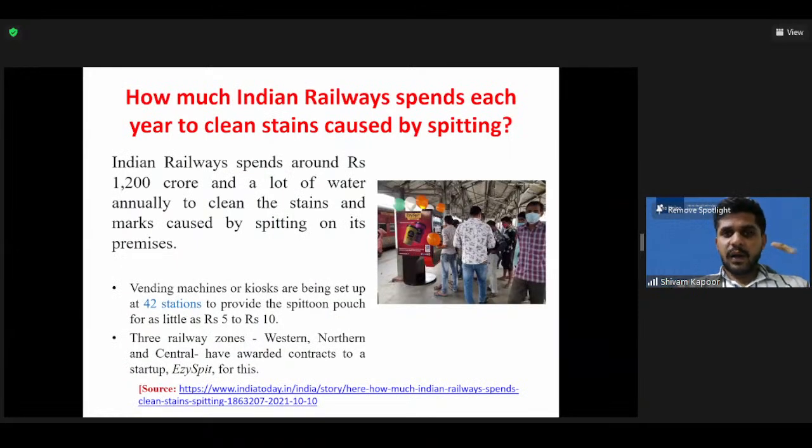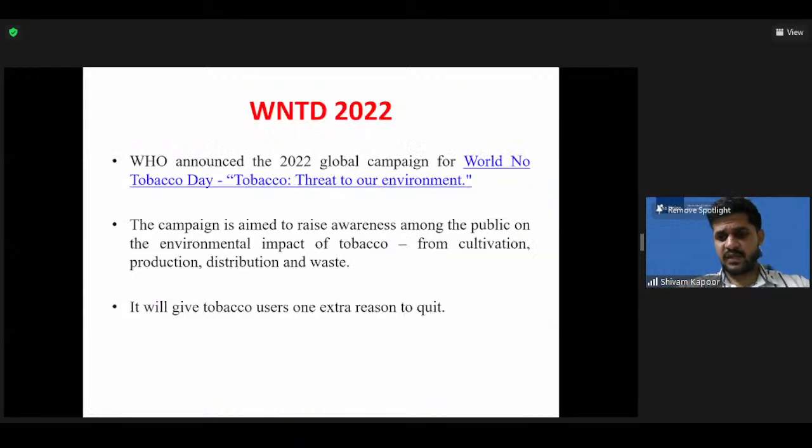Now, when we talk about how much Indian Railways is spending each year, the figure is nearly 1,200 crores. And what are the government or Indian Railways doing about it? One simple example I would like to quote here is the provision of vending machines or kiosks, now provided in nearly 42 stations, with environmentally friendly pouches or tumblers where the person can spit. This is a very effective measure which has been taken, and we should keep it in mind.